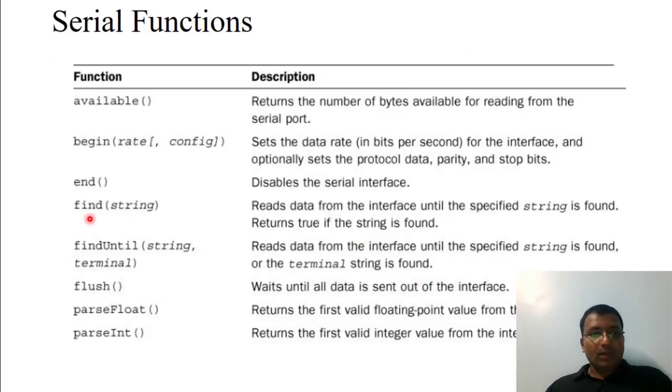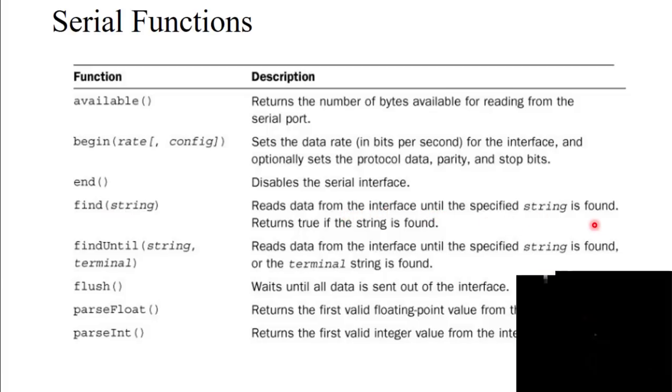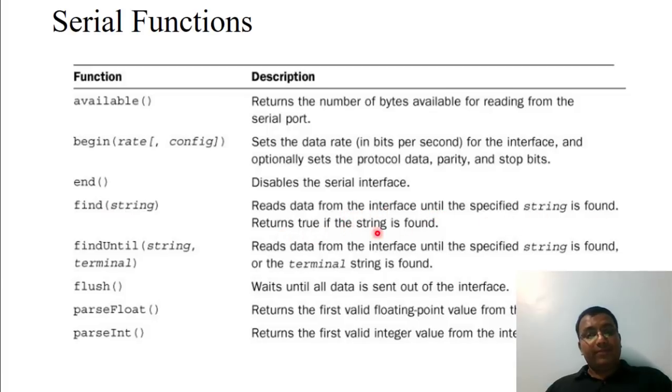Find is there. So we have already seen available, begin and end. Find is for a string. It reads the data from the interface until the specified string is found and returns true if the string is found. So to find the string, we use find as a function. FindUntil reads from the interface until the specified string is found, or the terminal string is found. Flush waits until all the data is sent from the interface.